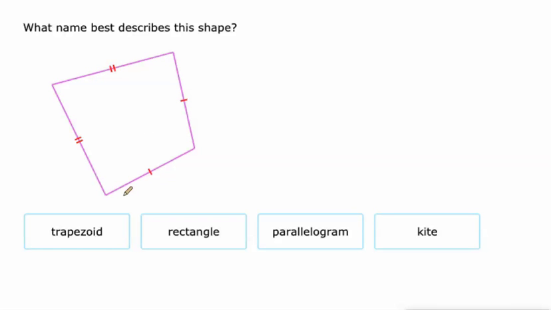What name best describes this shape? Well, it doesn't have any parallel sides, so not a trapezoid. It doesn't have any right angles, so not a rectangle. The opposite sides are not parallel. The adjacent sides are congruent. It's got two pairs of adjacent sides that are congruent. We call that a kite.